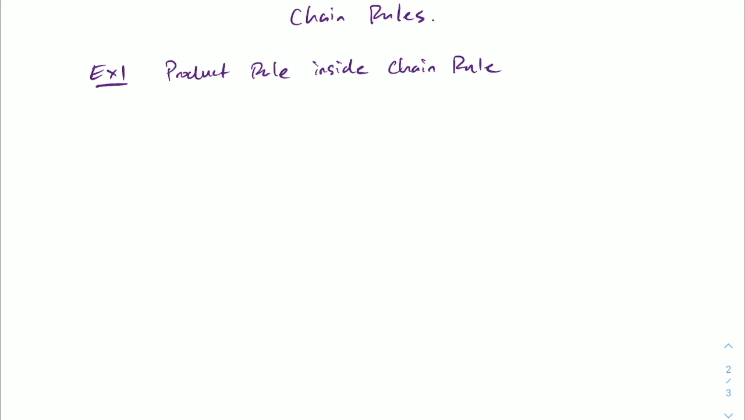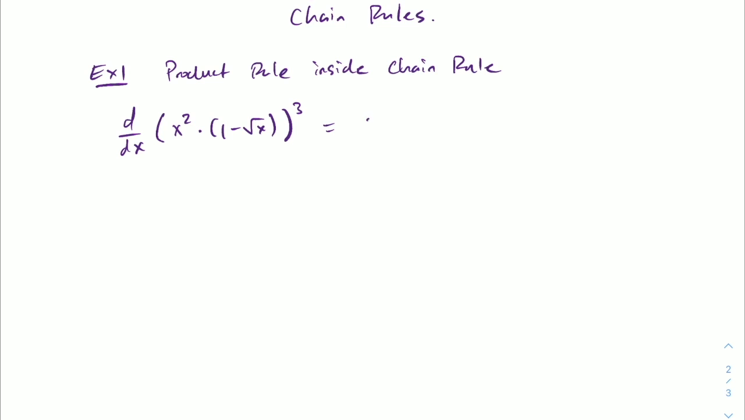Alright, so here's our function, or our expression. It's x squared times 1 minus the square root of x, all raised to the third power. So you can see we have an outside function, the cube function, and we have an inside function, which is a product. So we'll apply the chain rule first. The product rule is inside, so it's going to be applied last.